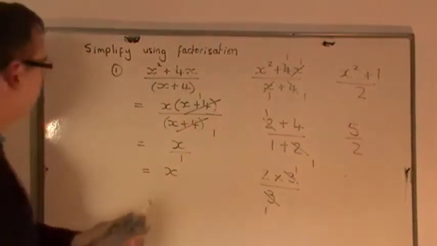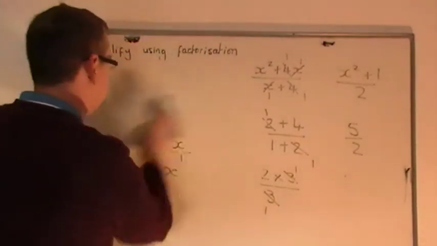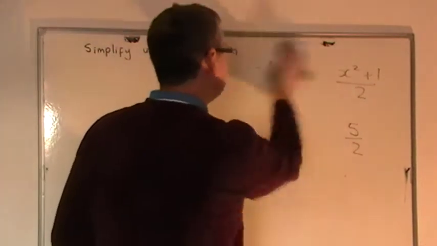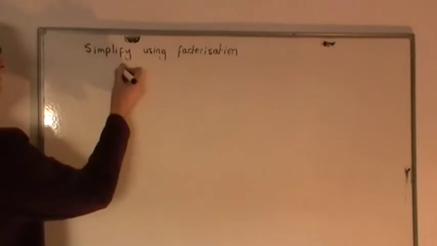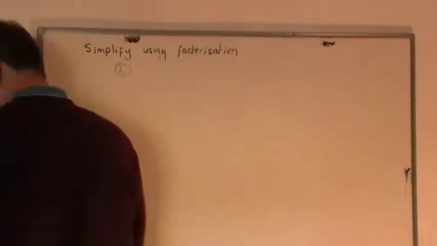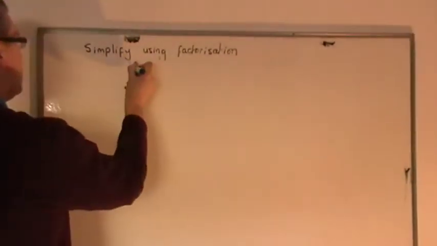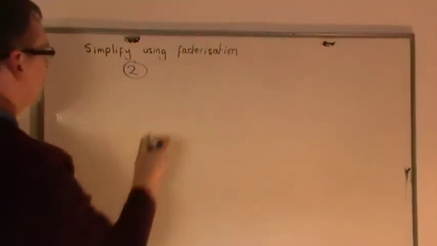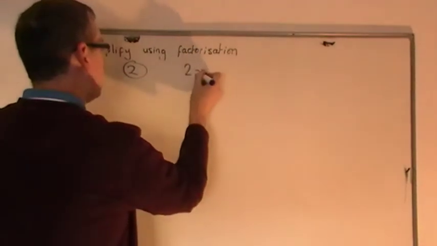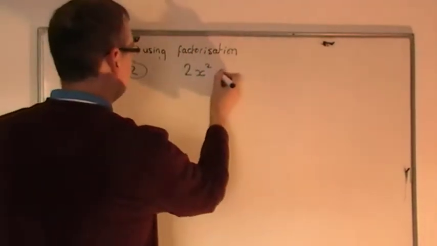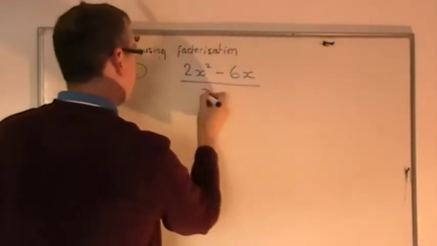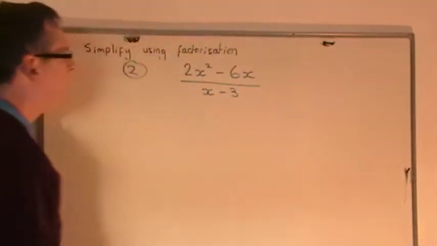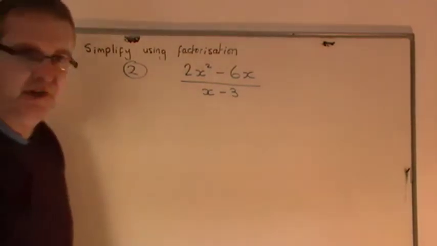So, if I now do another example, number 2 of these simplifying fractions, let's speed up now. Okay, so number 2, let me change my pen because that seems to be running out. Okay, number 2, here we go. This time I'm going to have 2x squared minus 6x all over x minus 3, like so. I've got to simplify that.